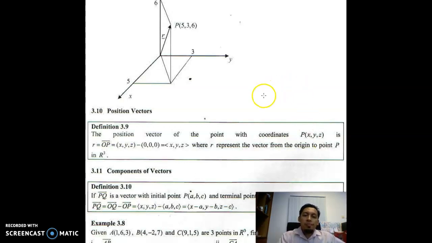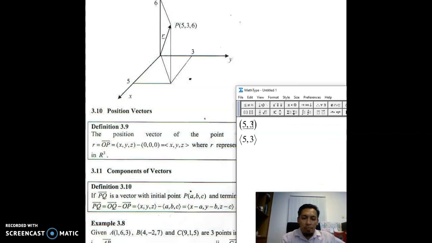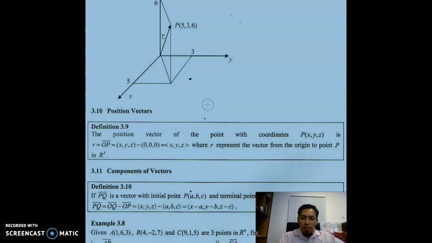Okay, where you need to subtract the coordinate with the origin. So basically you should get the coordinate being the same as the vector, because the origin is 0, 0, 0, right? For example, this 5 3 6 here is the coordinate, right? The vector of 5 3 6 is simply 5, 3 and 6, because when you start from the origin you subtract 0, so the length here should also be 5 3 6. Okay, that is the position vector.